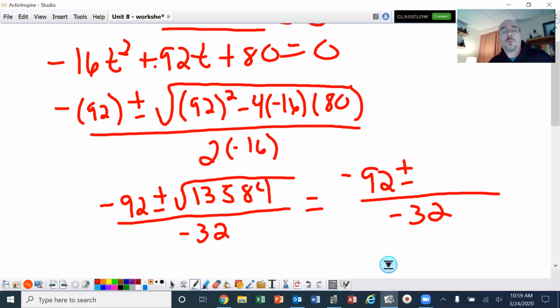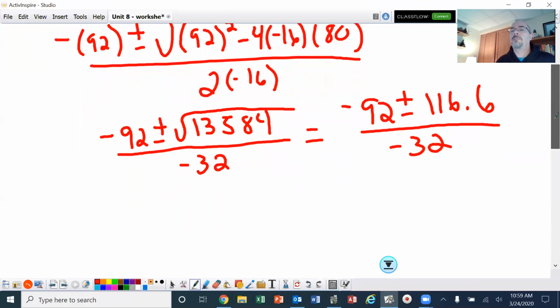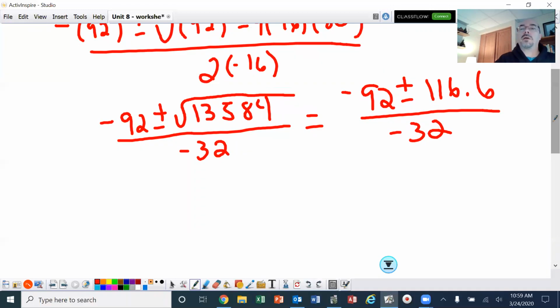Now, take the square root of 13,584, and I'm going to round this. Take your calculator and find it. You should get 116.6. So again, there are going to be 2 answers here, and this is the time.